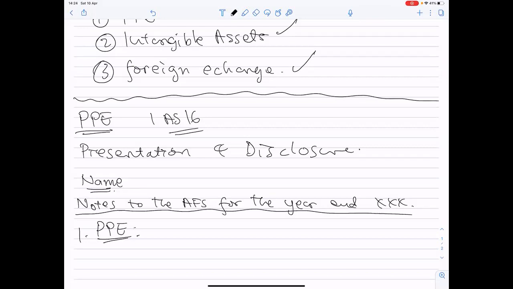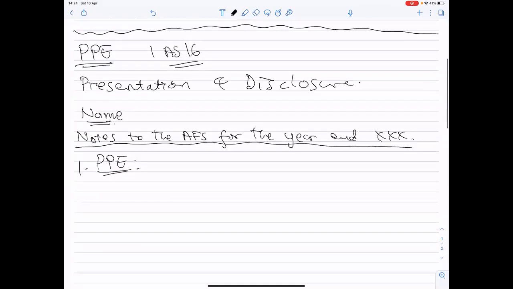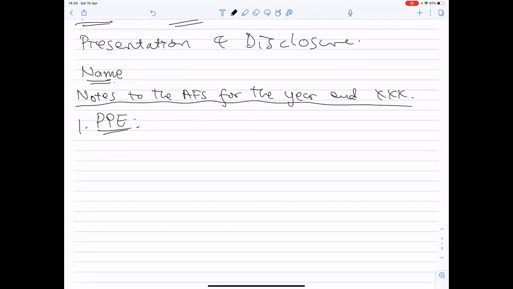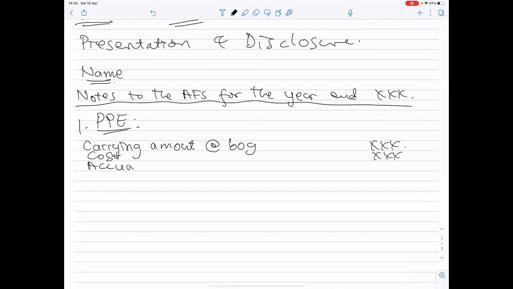And how is the template for the property, plant, and equipment like? So PPE, note. First, you have your carrying amount at beginning of year. When you write beginning of year in full, I mean, I'm the only one who is allowed, I'm not writing any exam. Then you have your cost and your accumulated depreciation.